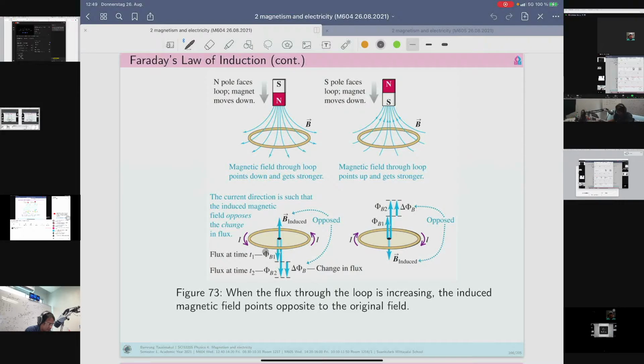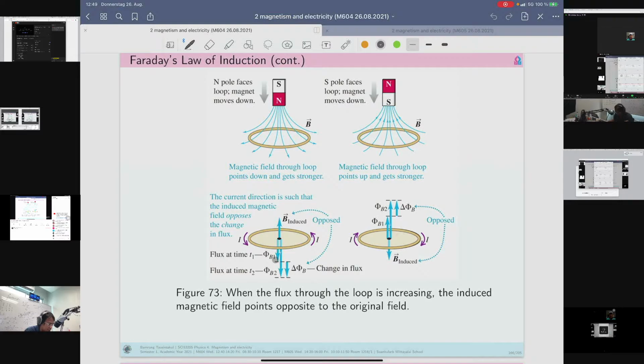Before that, the conductor can realize only a little amount of the magnetic flux, which is at T1, phi B1. When you move it closer, the conductor will perceive that the magnetic field is stronger. That's why they draw the longer vector.